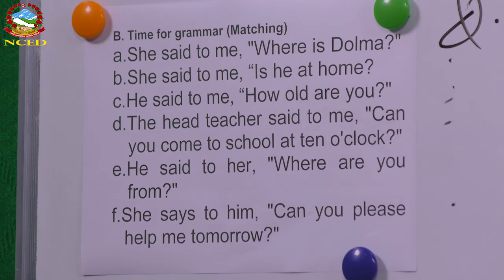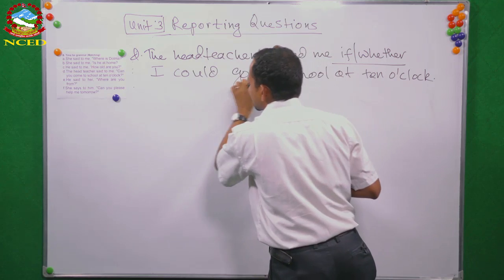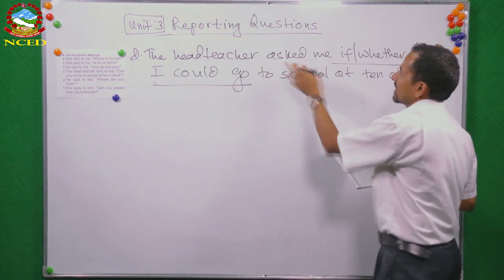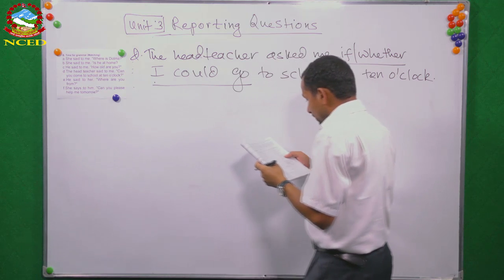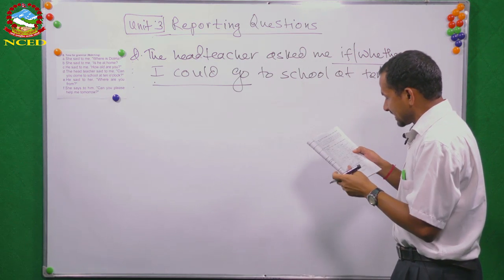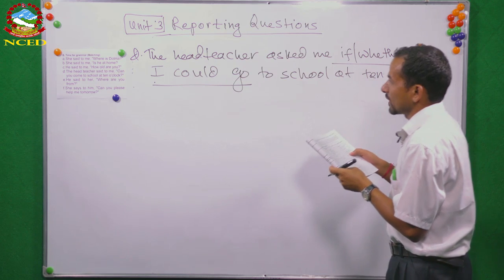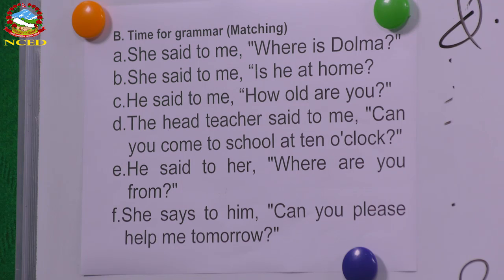You just look at the change only, right? This is the change. Other things we have just repeated from the question. And this sentence is in the third of column B. The head teacher asked me if I could go to school at 10 o'clock. Now number E. He said to her, "Where are you from?"